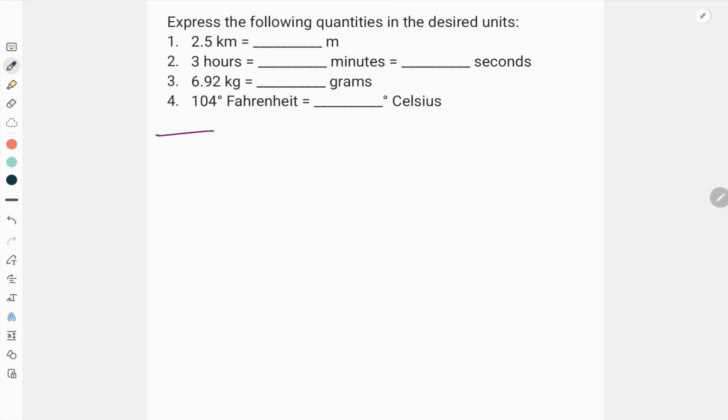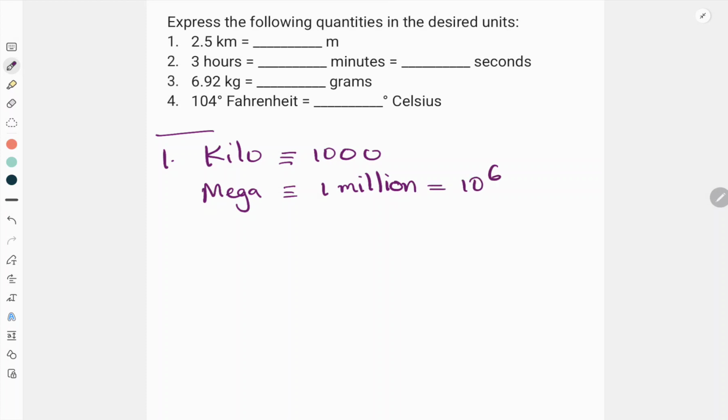Okay, so the first one, 2.5 kilometers is how many meters? One thing to remember is kilo means 1000. Let me write that down. It is important. Kilo corresponds to 1000. Mega corresponds to 1 million, which is 10 to the power 6 basically. So these are the SI unit prefixes. These are the standard prefixes.